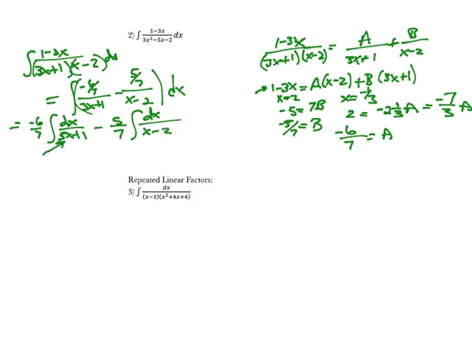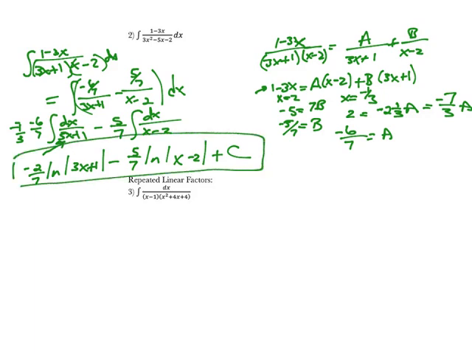Well, I know that I get a factor of 3 from 3x plus 1 when I integrate that I don't have in my dx. So I need a 1/3 out front. So that means that that's really negative 6 over 21, or negative 2 over 7, times the natural log of the absolute value of 3x plus 1, minus 5 over 7 times the natural log of the absolute value of x minus 2. Don't forget your cupcake. Okay, hopefully that doesn't look too bad to you.